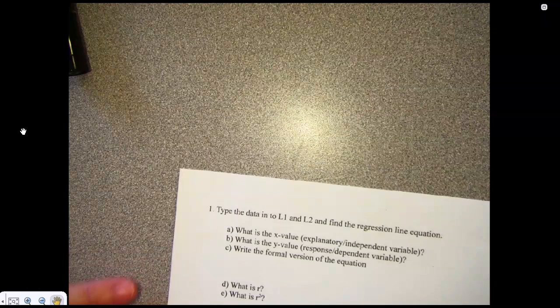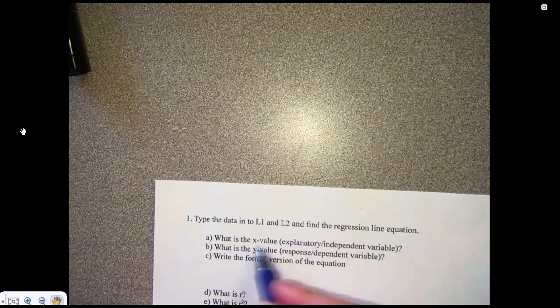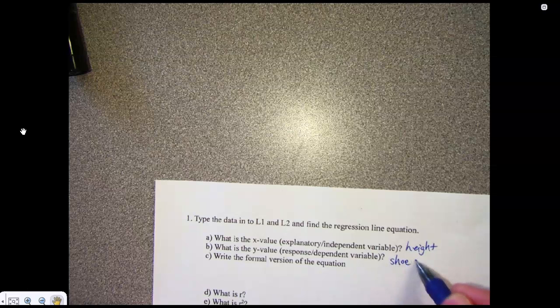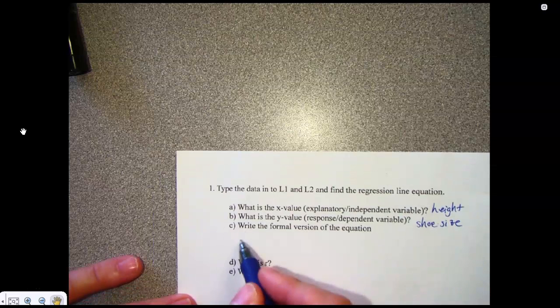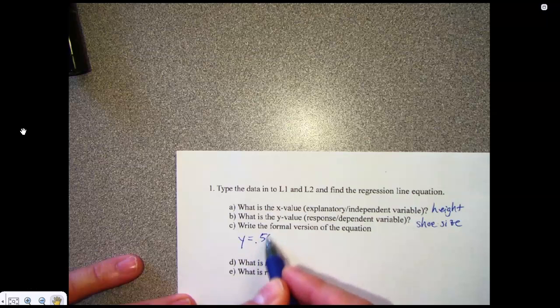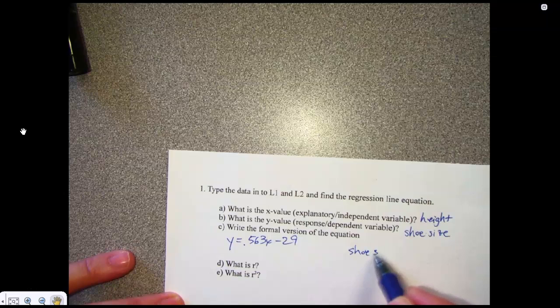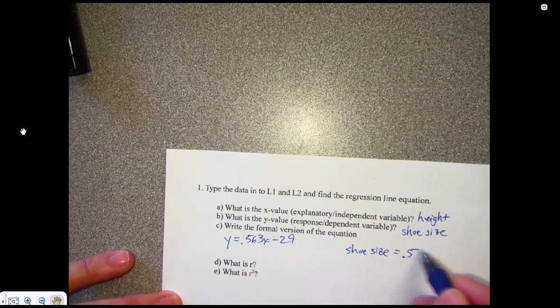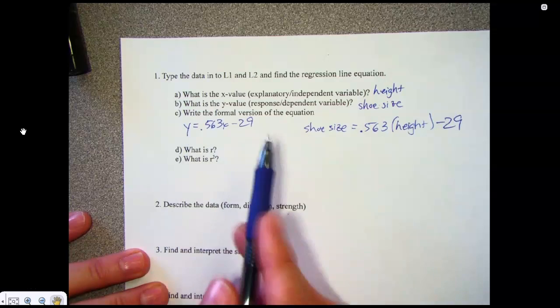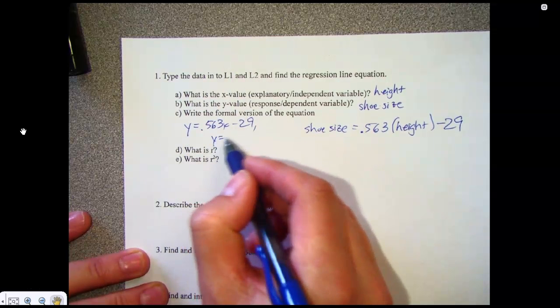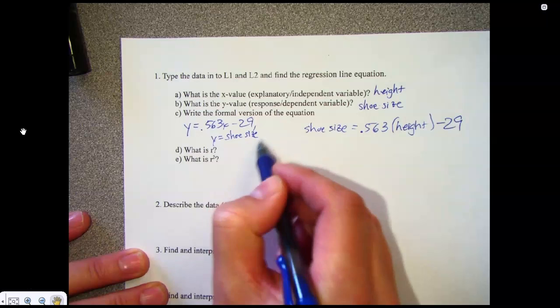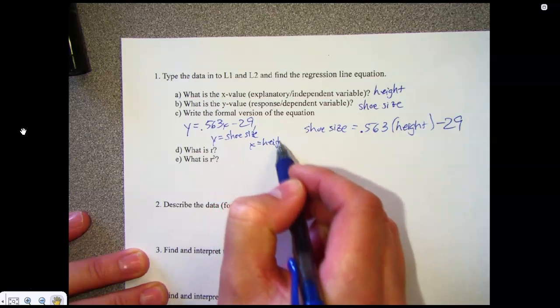Did you guys figure it out and fix it for me? X value is height. Y value is shoe size. I'm so sorry. So y equals 0.563x minus 29. So it'd be shoe size equals 0.563 times height minus 29. Or you can do this version and then you can say, oh, hey, y is shoe size, x is height. I apologize.